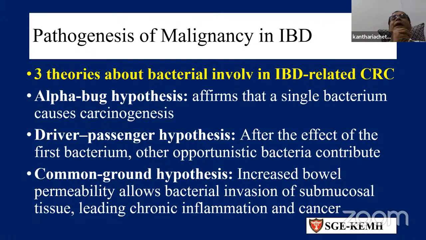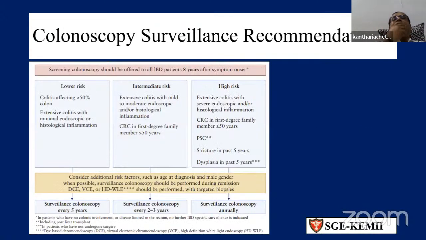Second is the driver-passenger hypothesis, which states that after the first bacterium has been implicated and caused carcinogenesis, other opportunistic bacteria also add and contribute to further progress and development of malignancy. Whereas the common ground hypothesis states that there is increased permeability of the bowel following bacterial invasion of submucosal tissue, which leads to chronic inflammation and development of carcinoma.